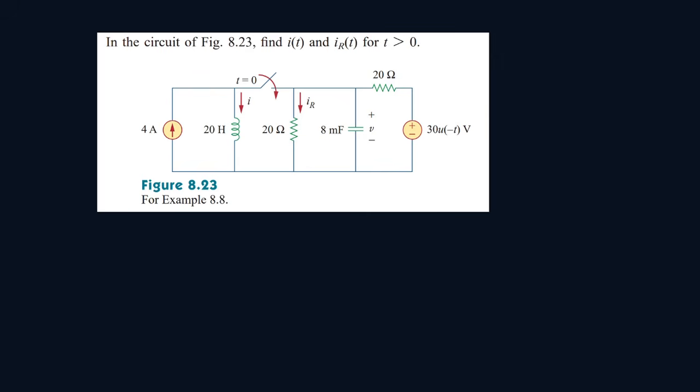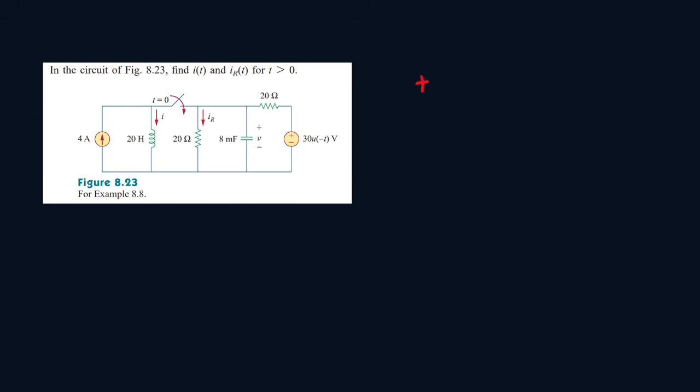In the following circuit, we have to find I and IR, so pretty much these two values. Let's draw the circuit when t was less than 0. There you go.